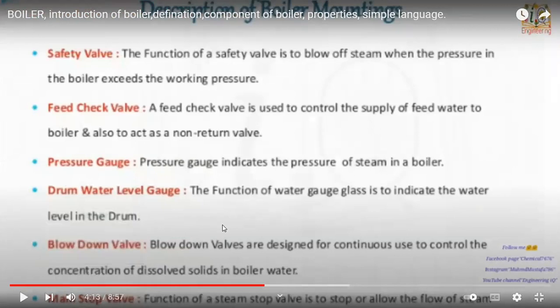Okay, the manhole is also very important for cleaning and maintenance purposes, but we can't consider the manhole as a boiler mounting because we don't mount it on the boiler. It is a part of the boiler. Okay, the manhole is a part of the boiler, it is not a mounting. It is a fixed part of the boiler. That's why the manhole is not included here. Okay.